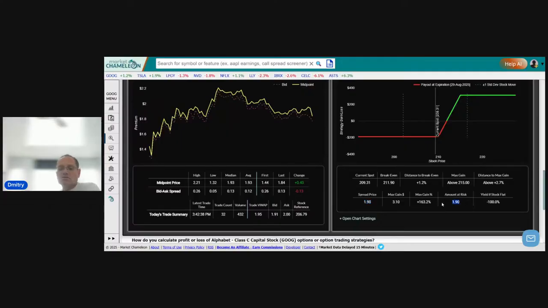risk. Okay. And if the stock stays flat, like if at expiration we're at the same price, well, you would lose 100% of that debit, what you paid $1.90, because this spread would be out of the money, right? The stock right now is at 209.31, which is below the 210 strike. So if it stays there, then you would lose 100% of the value. So, Will, I'm going to stop there and throw it back to you.